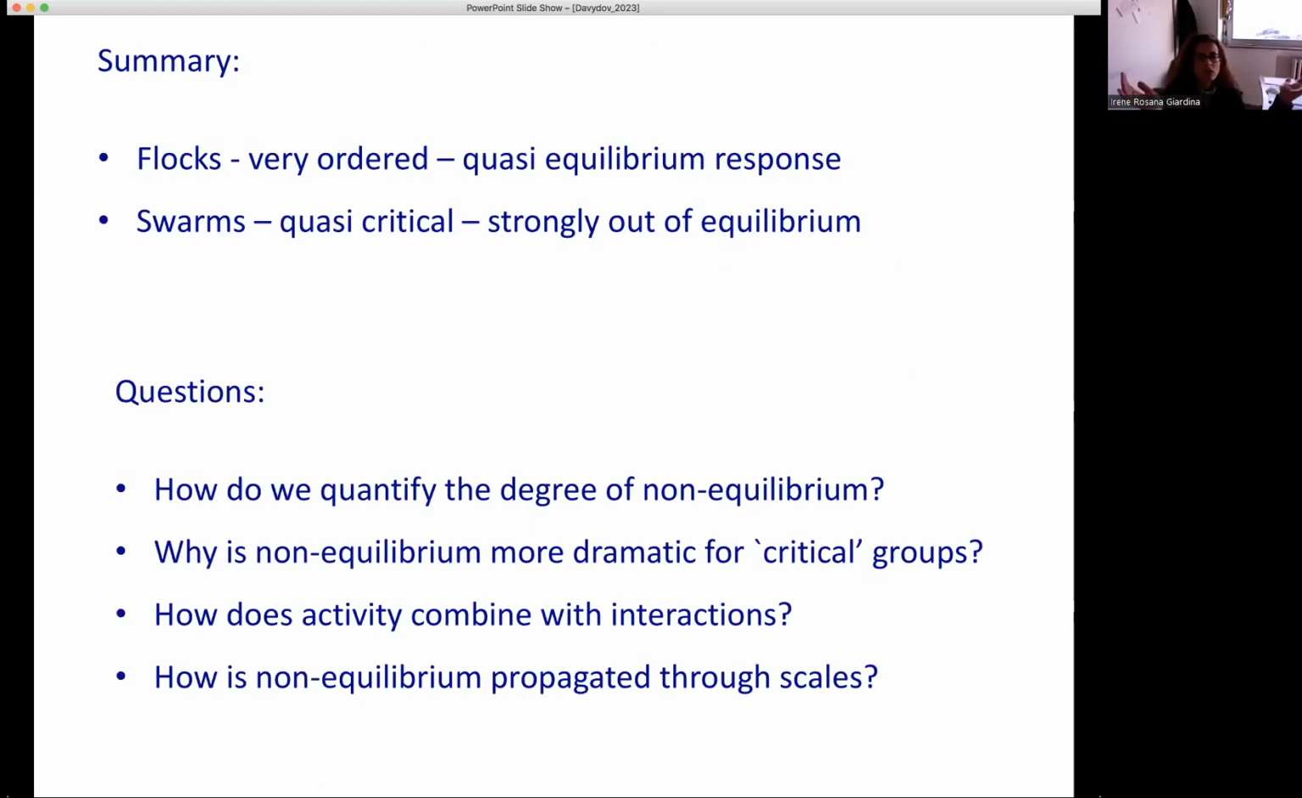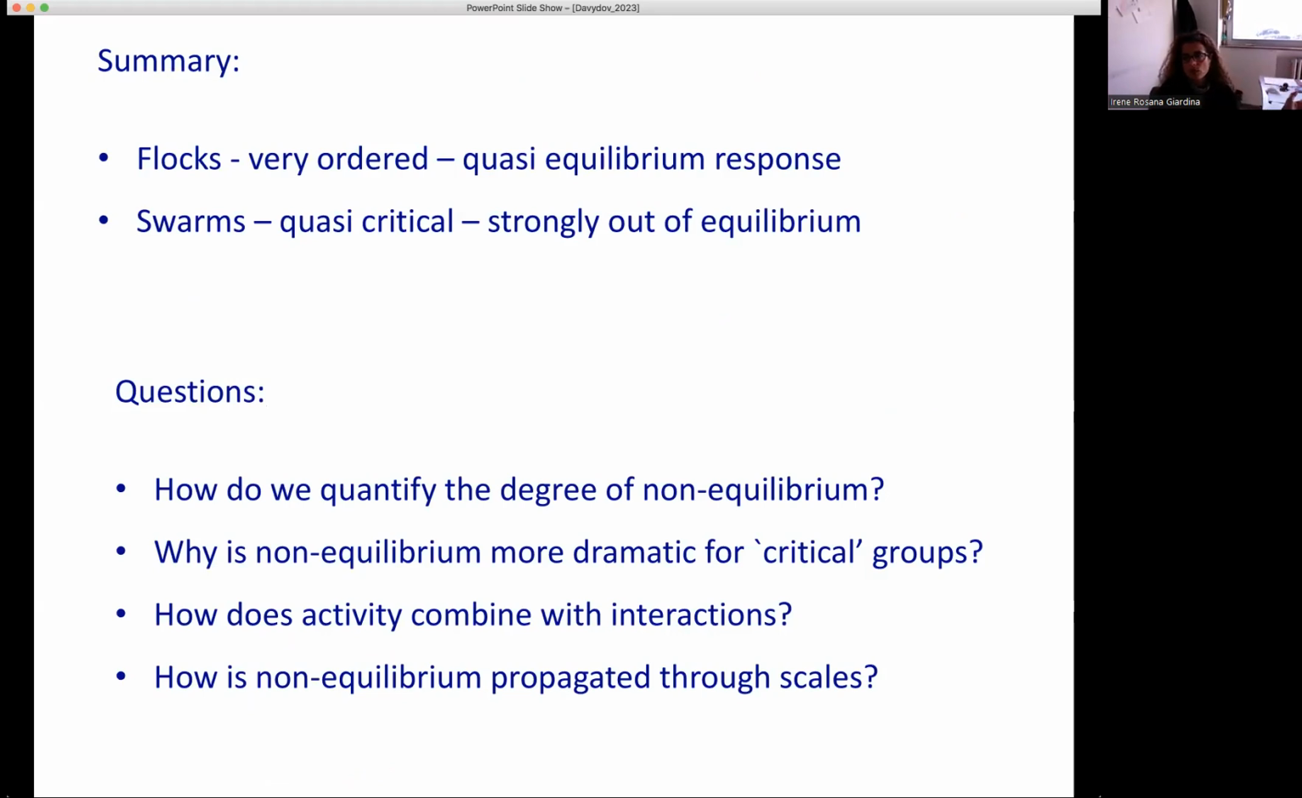Okay, so now we have these 2 situations. Flocks are very ordered and they exhibit a quasi-equilibrium response. Swarms are quasi-critical because they are in this critical region and they are strongly out of equilibrium. So now we would like to understand, to rationalize from a theoretical point of view, why there is this difference and what is in the mechanistic aspects of these systems that leads to the behavior that we observe.